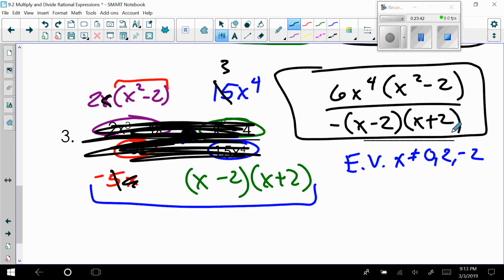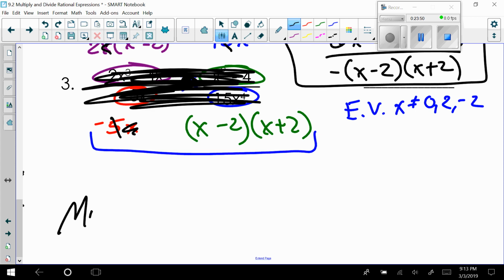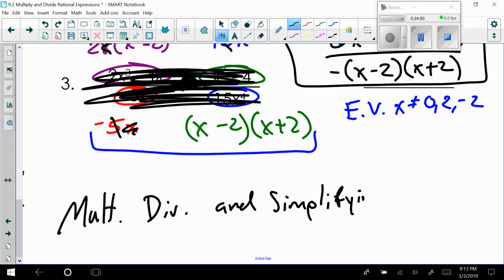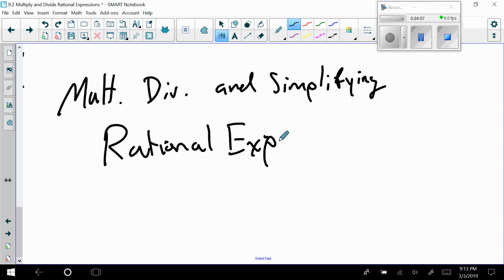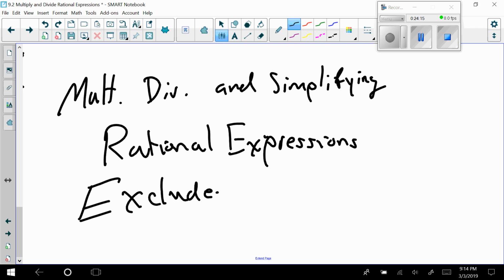And that completes 9.2. Okay, so up to here, you should be a master at multiplying, dividing, and simplifying. What have we been working with? Well, rational expressions. We also are very good now with excluded values. Okay, so we should be really good with this stuff.